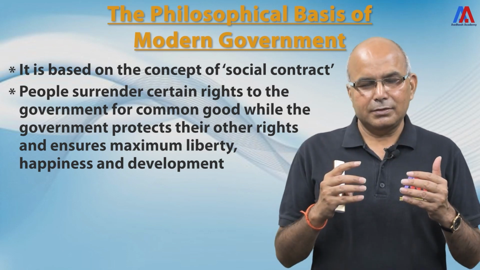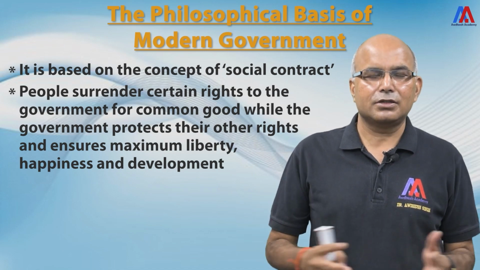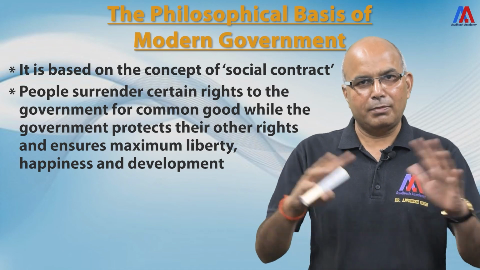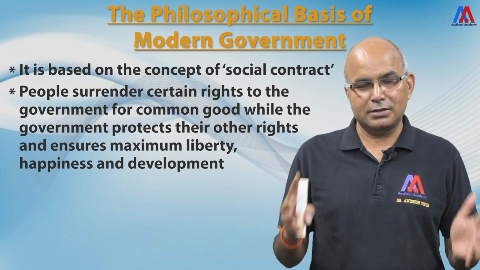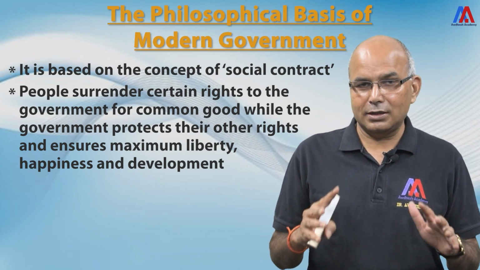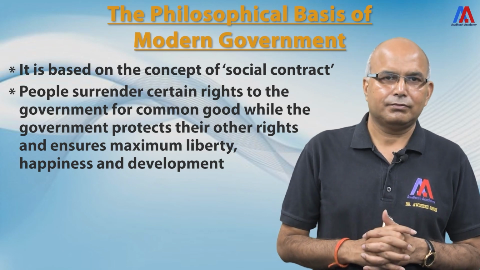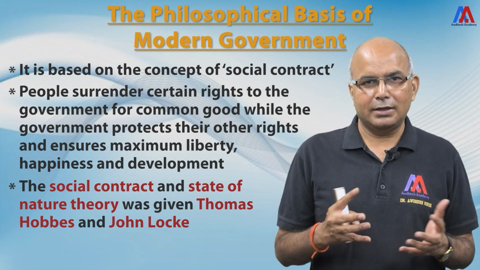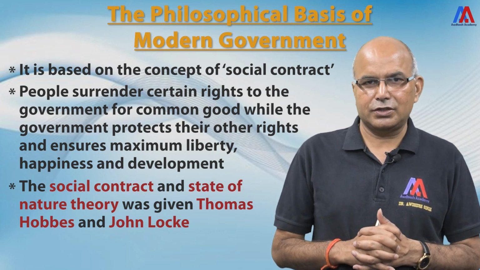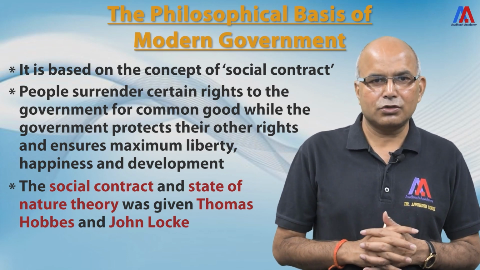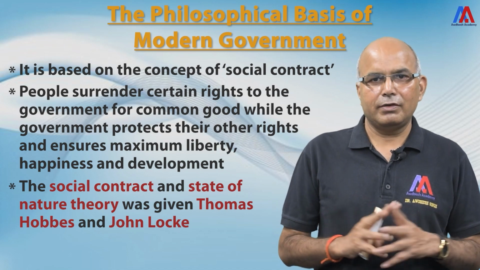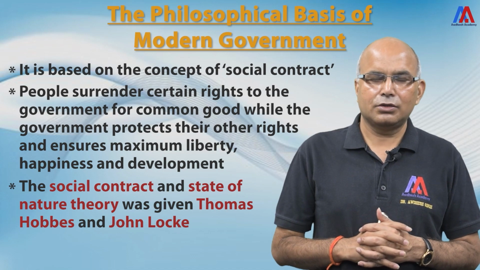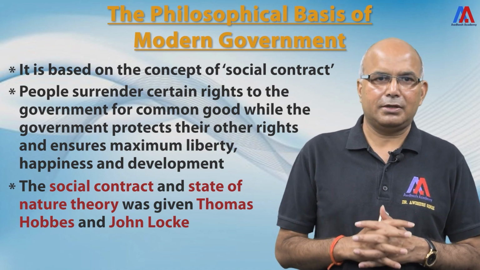That means the individuals will surrender certain rights to the government, and the government will use those rights for the common welfare. But the government has the duty to protect all the other rights of the citizen. This is something which is called social contract. And this social contract and the similar theory of state of nature was given by Thomas Hobbes and John Locke. We have already discussed the theory of Thomas Hobbes. We'll discuss the theory of John Locke in the next chapter.